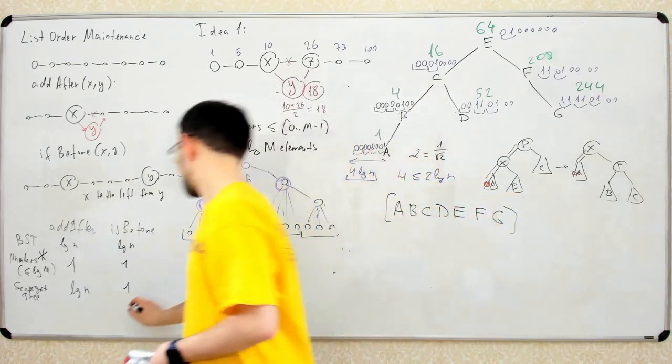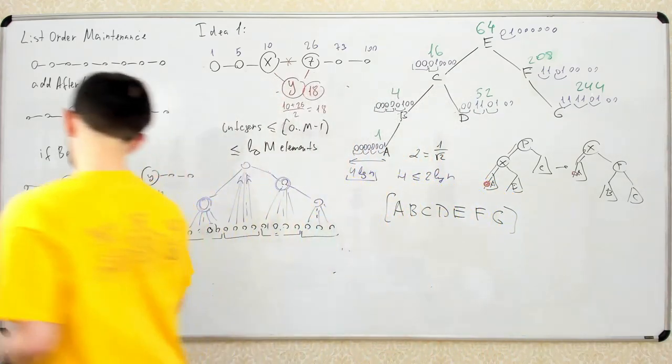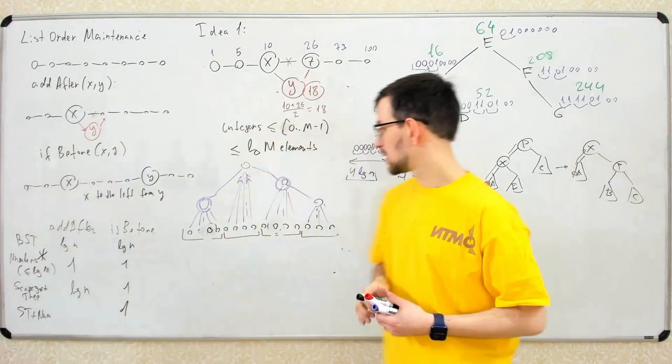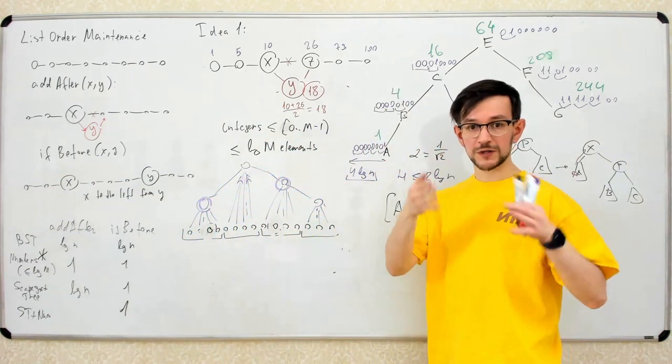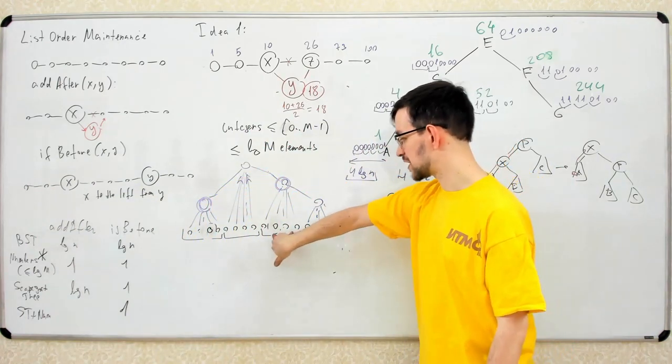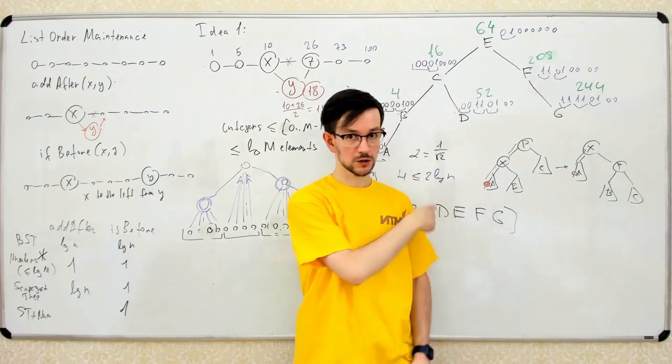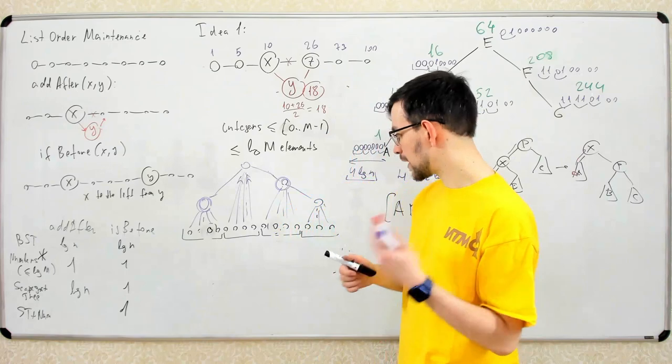So it's a scapegoat tree plus these numbers. Again, you can compare two elements in constant time. If two elements belong to the same block, you use this technique. If they belong to different blocks, you use this technique. That's all. Now, how to add a new element?